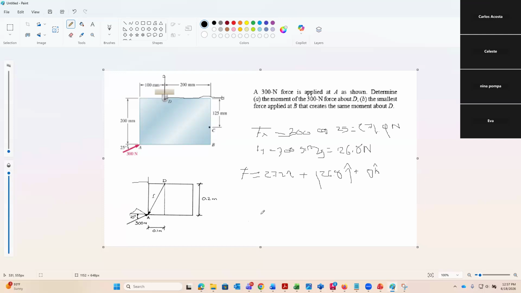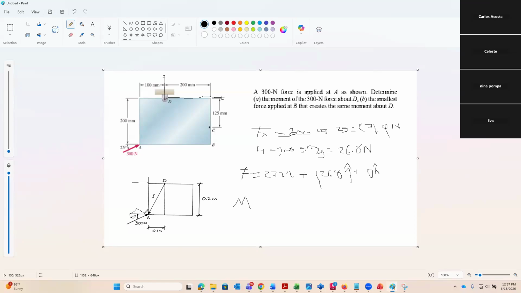Let's find that value. So what is the moment of that? It is 272 times the perpendicular distance, the parallel distance. What is the parallel distance? Is it 0.2 or 0.1 for the component in X of this force? What is the parallel distance? 0.2 or 0.1? What do you guys think?